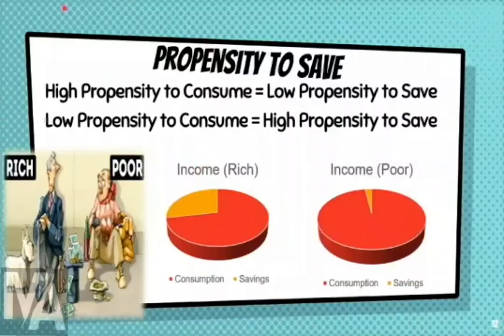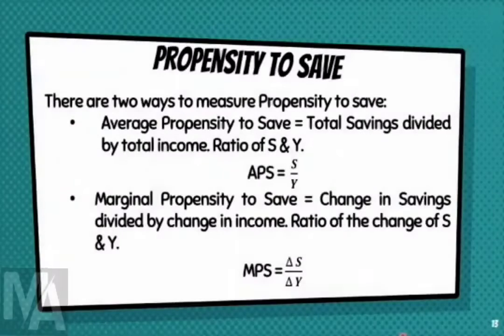So this is also called the psychological law of consumption and saving. And this is how rich people tend to have low propensity to consume, high propensity to save. And that's why the rich become richer. And here we have the poor people who have high propensity to consume and low propensity to save. Their savings are lesser and that's why they become poorer and poorer in capitalistic economies.